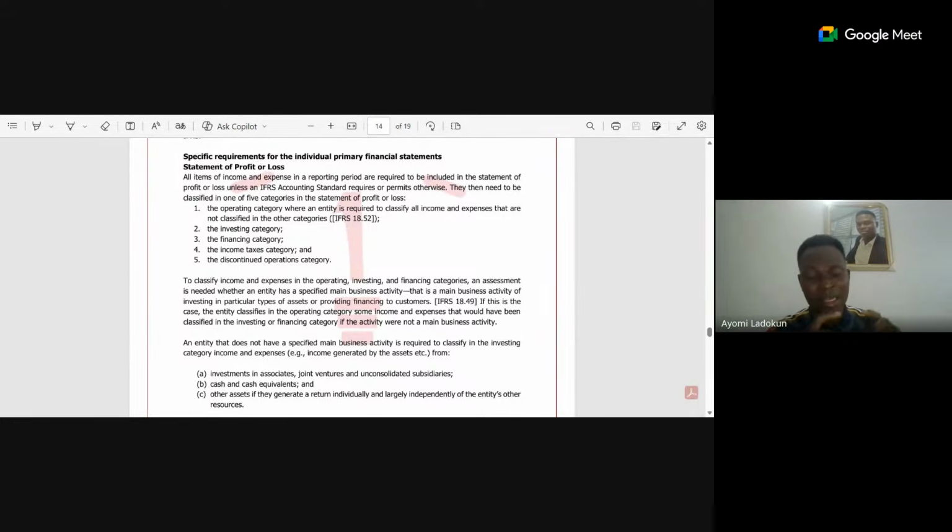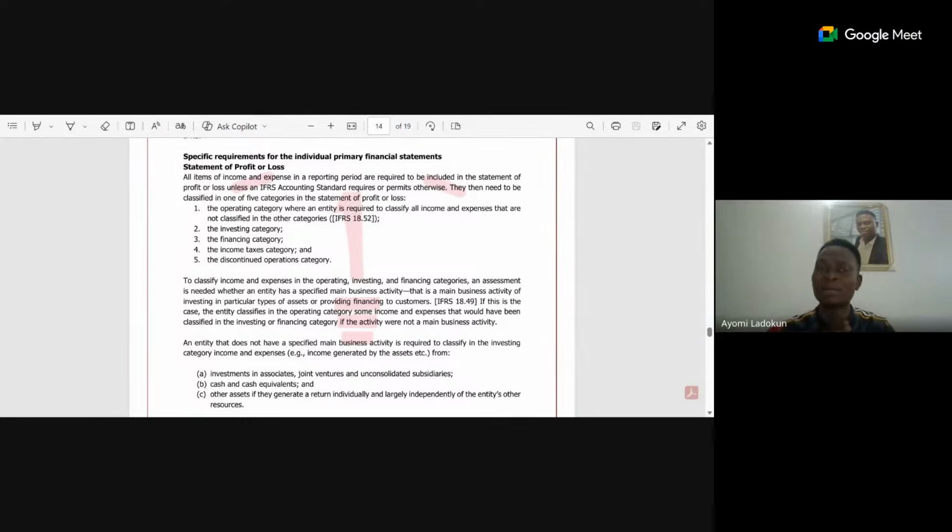So here, the financial statement, or let's say the income statement, will now be in categories. So the first category is the operating category, where an entity is required to classify all income and expenses not classified in other categories. You're also going to have the investing category, financing category, income tax category, and of course, discontinued operations category. If you are writing FR, note this, right?